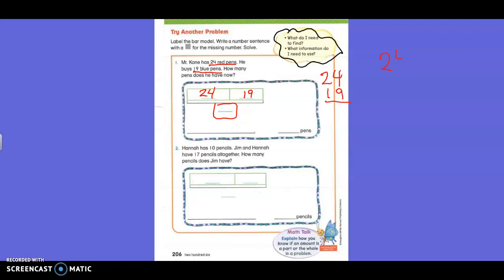Okay. And if you want to stack and add, that's fine because that's what it says, but they also want you to write a number sentence. So we need to write 24 plus 19 equals, and then put a box so that we know what it equals. Okay, once you wrote that number sentence, go ahead and do your adding for your stack and adding.